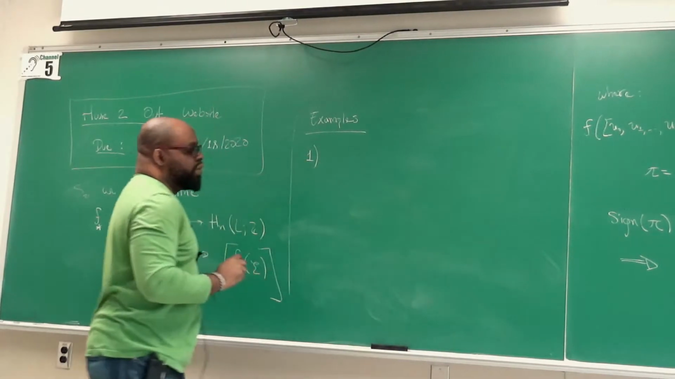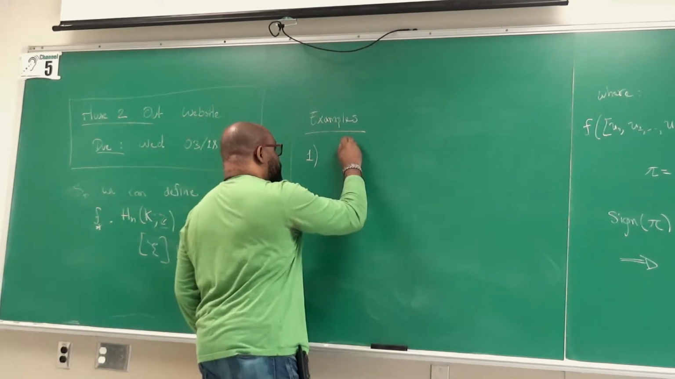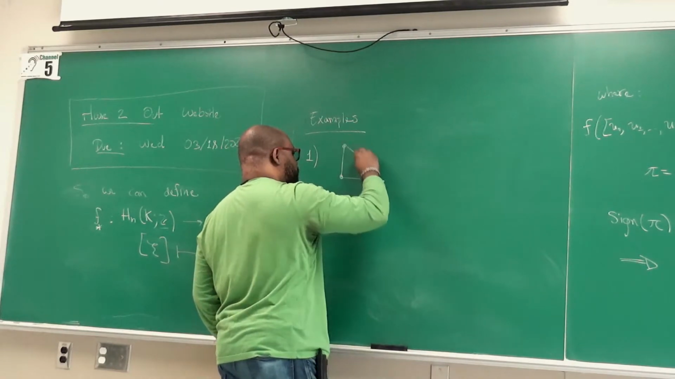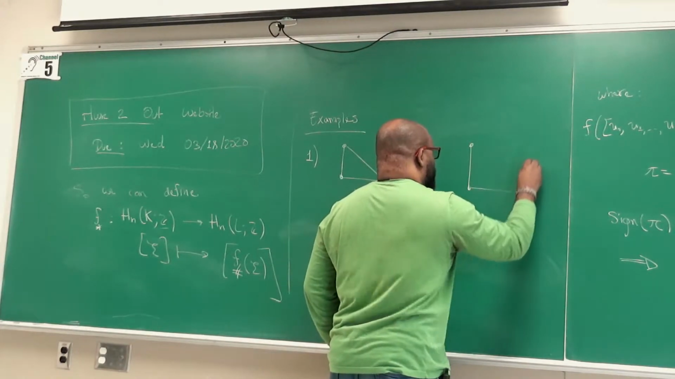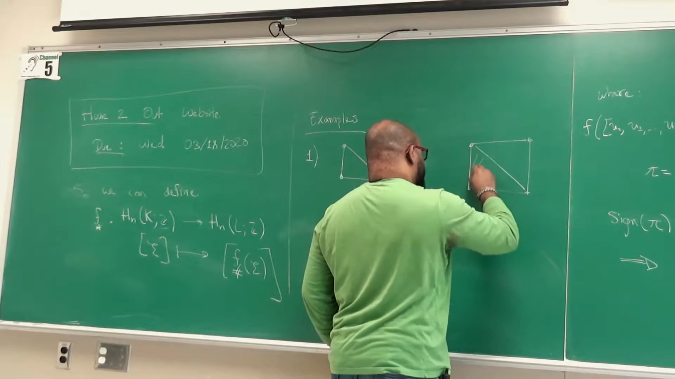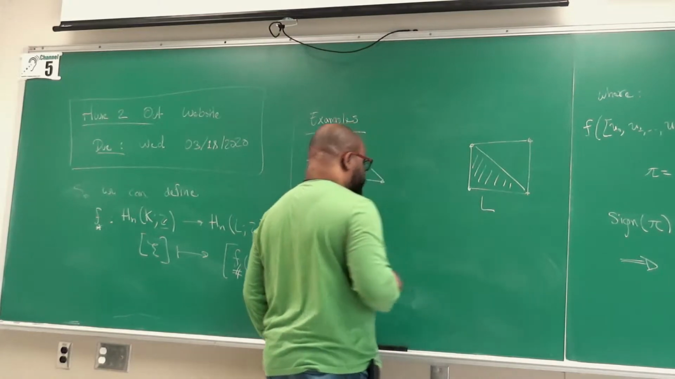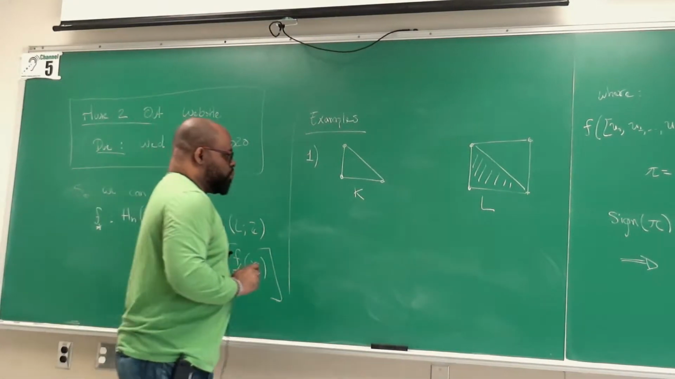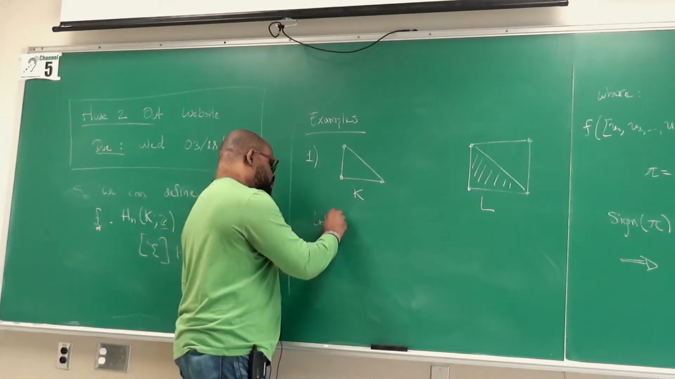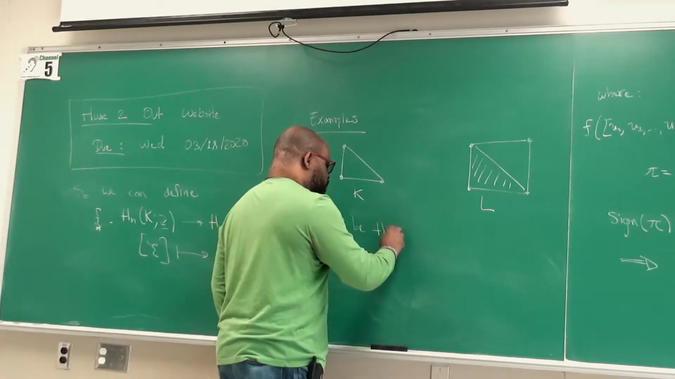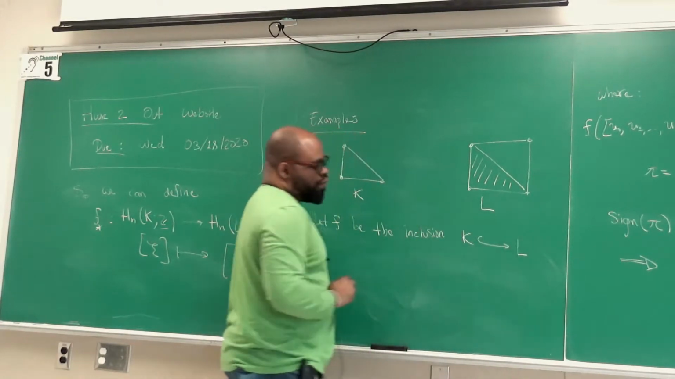Okay, so the first example I wanted to do, we're going to start simple. Okay, so the first example is going to be the following. I'm going to take K to be this guy, and then L is going to be this guy here. Okay, and I'm going to let F be the inclusion of K inside of L.